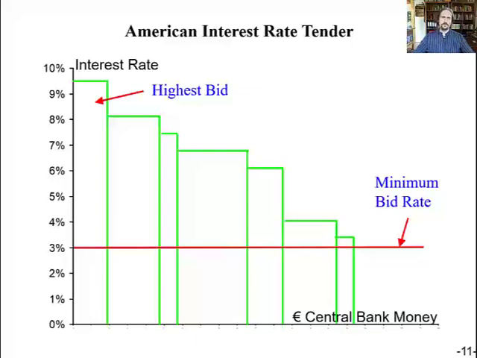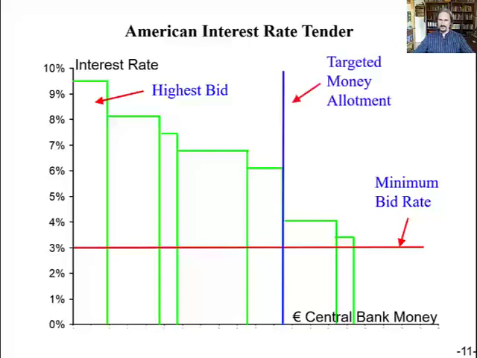The European Central Bank reserves itself the right to allocate less money to commercial banks than is totally demanded at the minimum bid rate. This is the targeted money allotment. The amount of money the ECB wants to allot to commercial banks is granted according to the position of a bank in this ranking here.